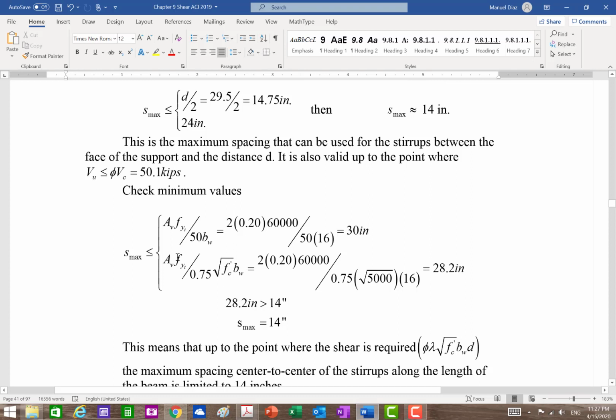All right, so here is the check, and there's 30 and 28, 28.2 controls. Okay, so for minimum, you want to satisfy minimum amount, you need to provide the stirrups no more than 28 inches. That's how you check for minimum. You're going to do 14, so 14 is a lot less than 28, so you're satisfying minimum.